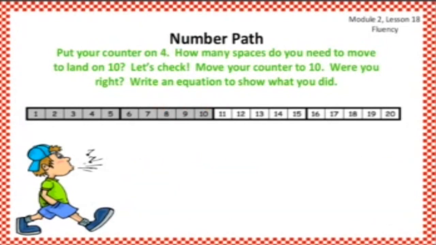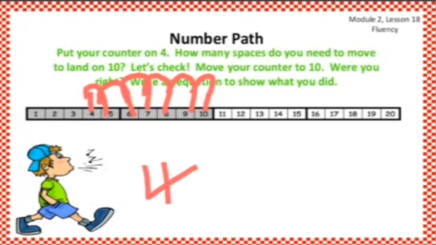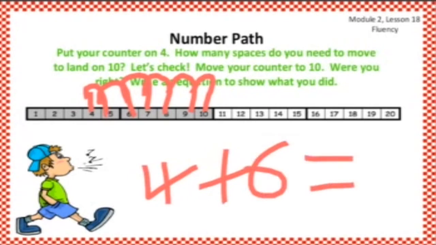Put your counter on 4. Now how many spaces do you need to move to land on 10? So let's move. 1, 2, 3, 4, 5, and 6. Ooh, so 4, where I started from, plus I moved 6 times equals where I am now, 10. Very good. So that's what we did.